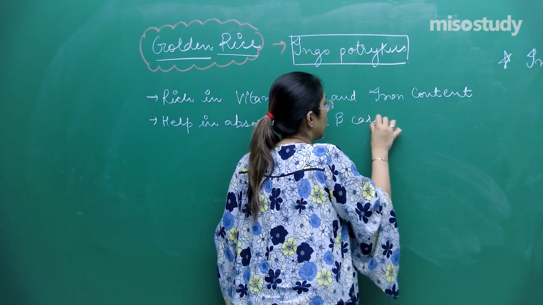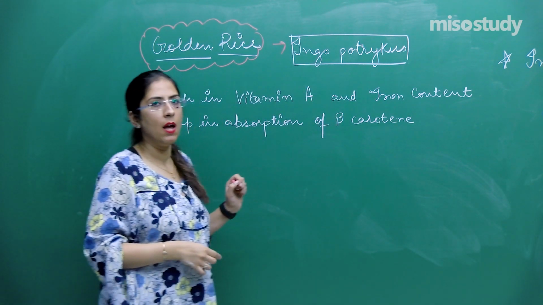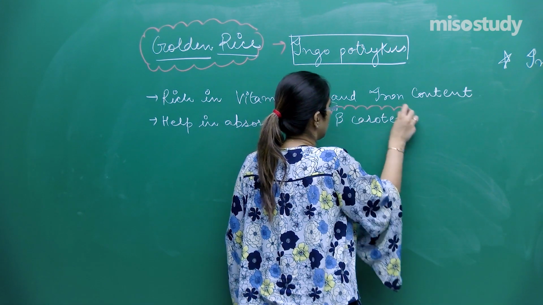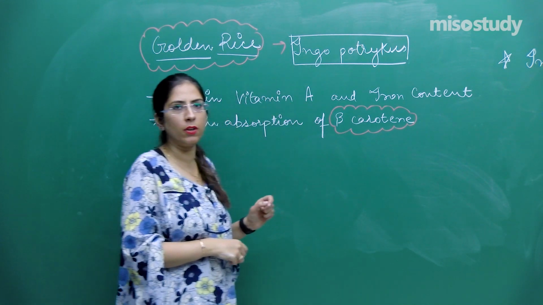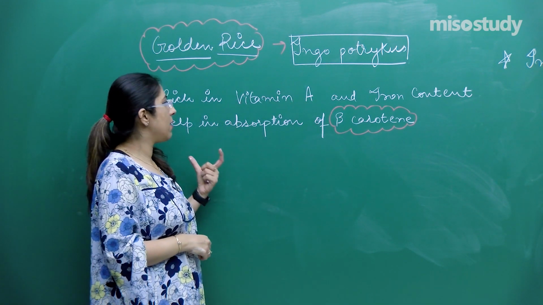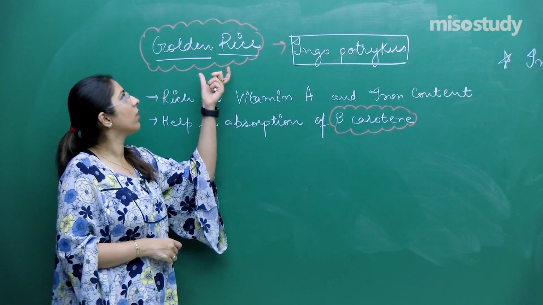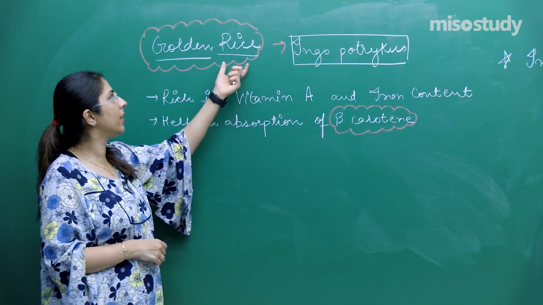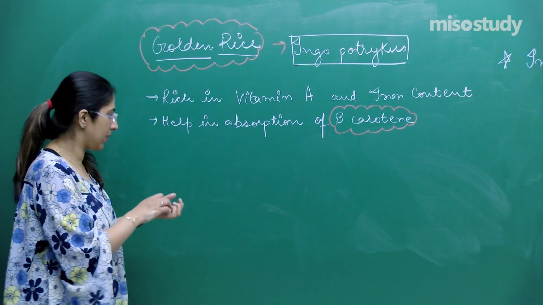Beta carotene, which is very much essential for the body. And we all know iron is present. Iron is important for hemoglobin, right? It helps in the absorption of the beta carotene. To talk about why we call this golden rice: because its color is yellowish, so the name given is golden rice, right?